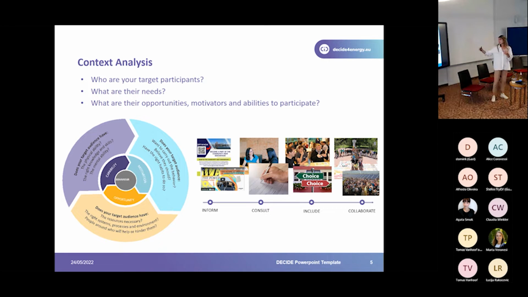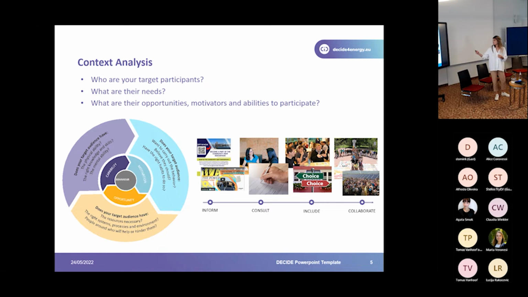Then do I want to include them? That's even a higher level of involvement. So do we want to take decisions together? Do I want to include them in the decisions I take? Or do I want to really collaborate? And this is like a bottom-up initiative. Do they have the power to decide and to design their energy community or collective action?